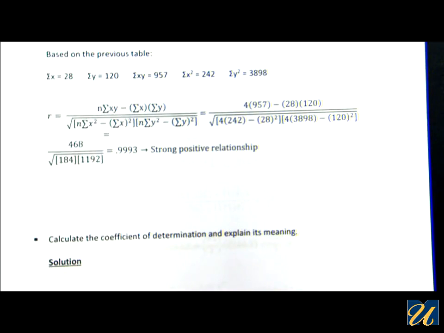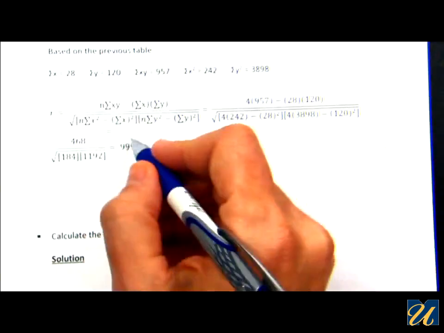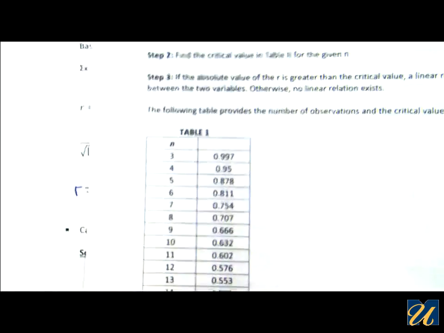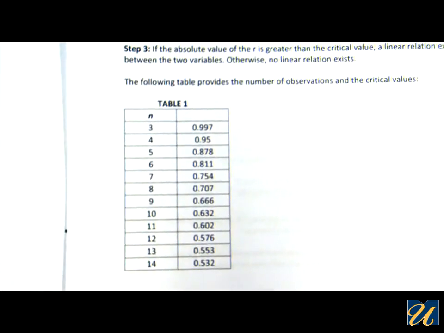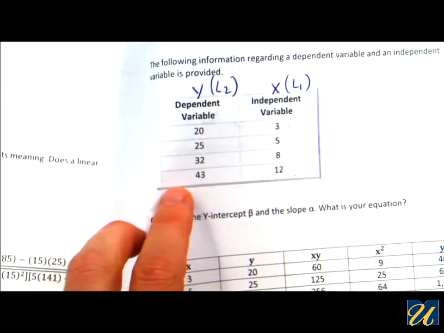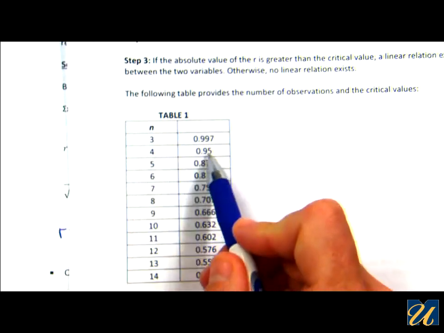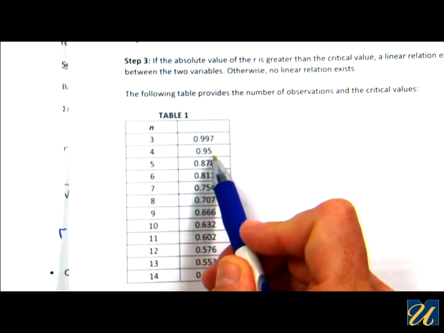If we want to check if there is a significant linear relationship between the two variables, we would have to take r, so r is equal to 0.9993, and compare it to the critical value from the table you have in your notes and the PowerPoint slides. So in this case, we have 4 pairs of data. So n is equal to 4, which means that the critical value is 0.95.